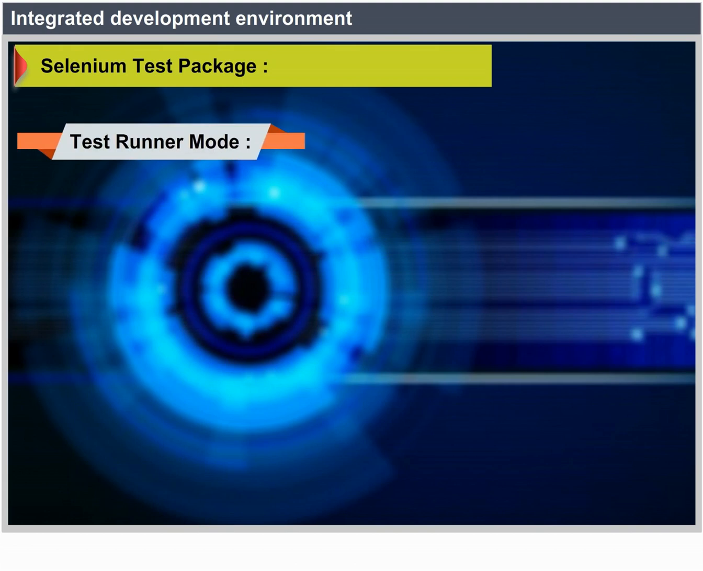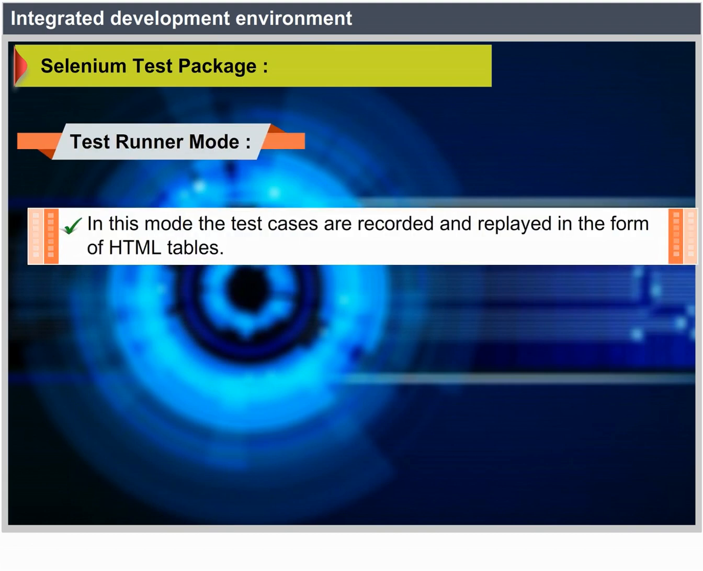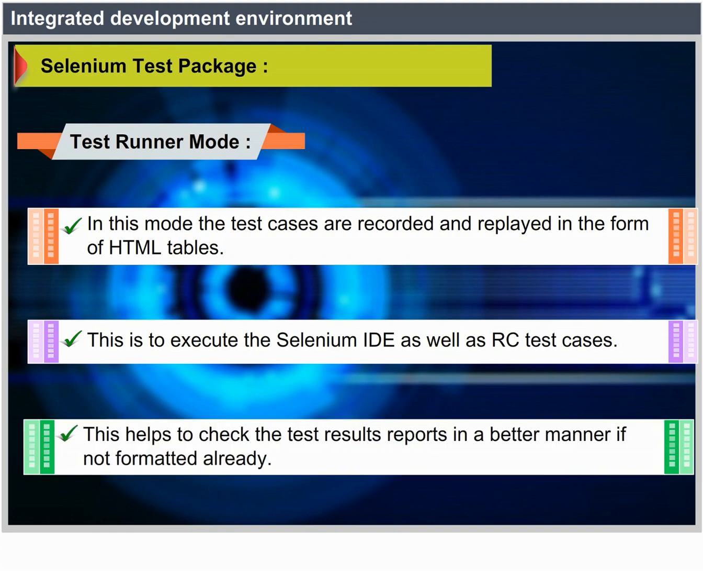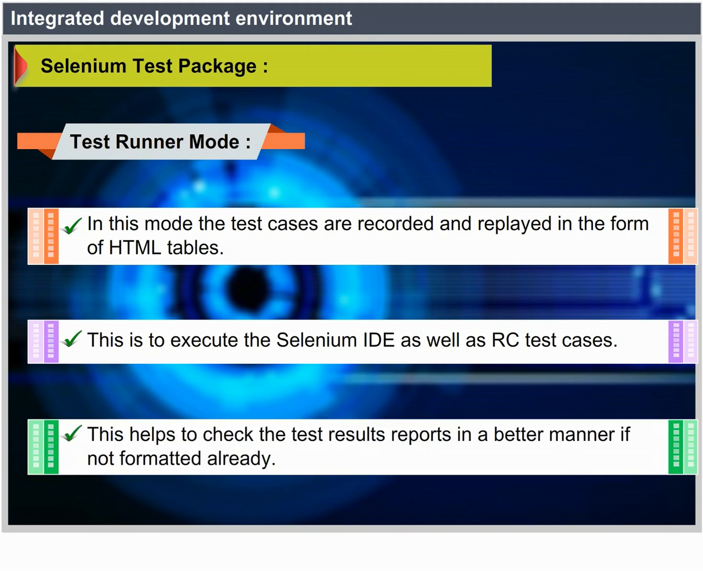Test Runner mode. In this mode, the test cases are recorded and replayed in the form of HTML tables. This is to execute the Selenium IDE as well as RC test cases. This helps to check the test results reports in a better manner if not formatted already.